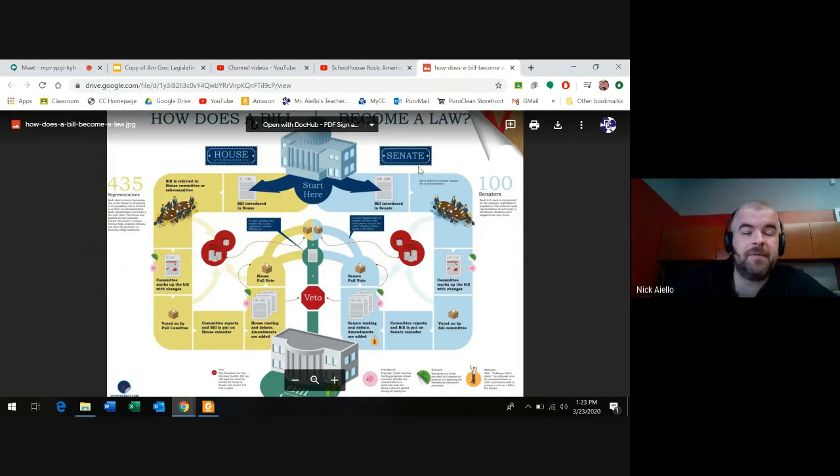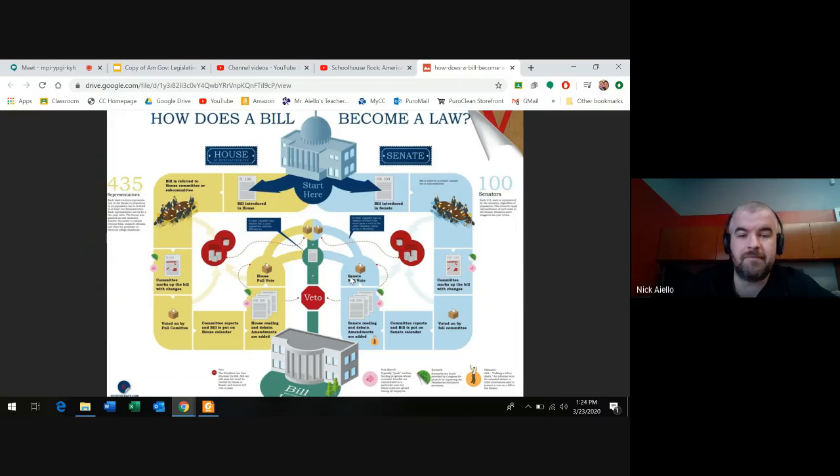I hope this helped explain how a bill becomes a law. Important things to remember: this is where most bills die, subcommittee, committee level. What happens in the House also has to happen in the Senate. So it's a two-step process. You go through the process twice and then focus on the filibuster power, which is down here, of the Senate. Watch that video. It helps explain it.